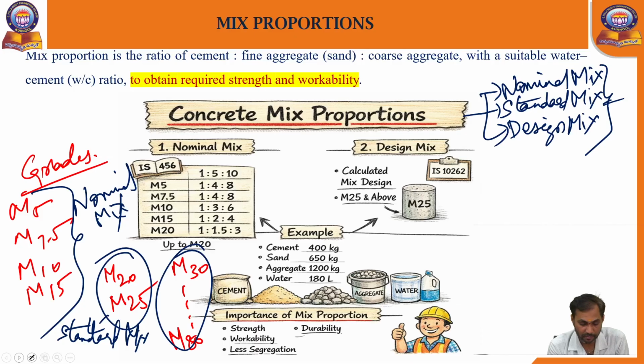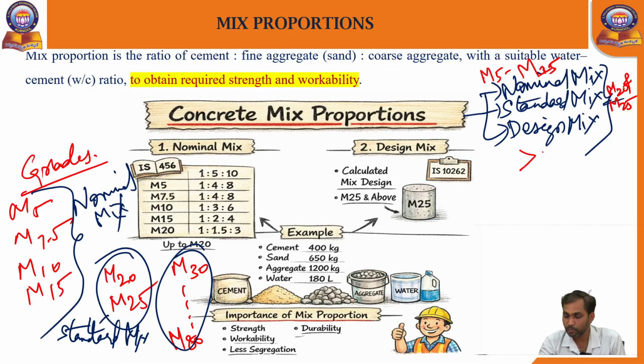Now I will mention it. See here. Coming to the nominal mix, it will be taken as grades from M5 to M15. Next, for the standard mix, nothing but M20 and M25. Next, design mix, more than M30. We have to do a separate design process for that one.